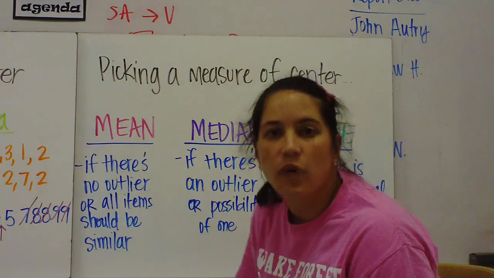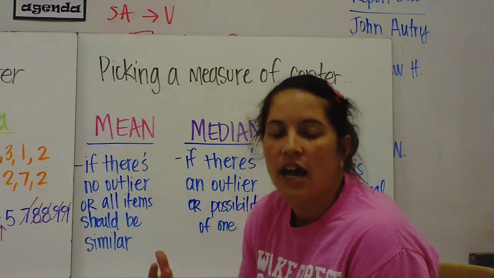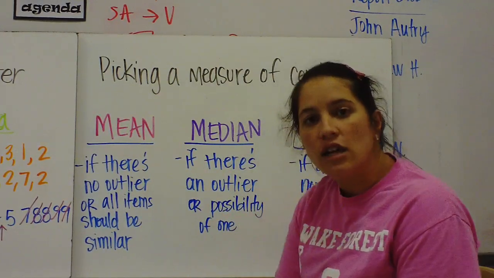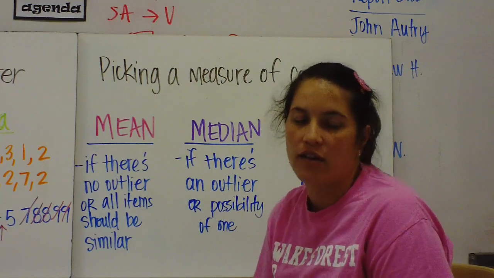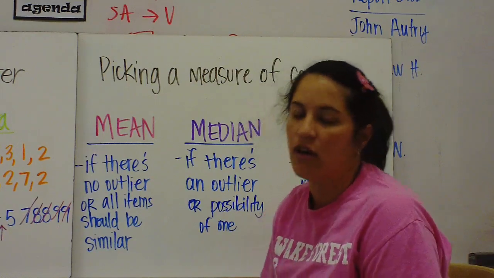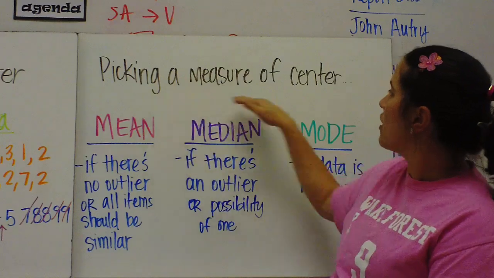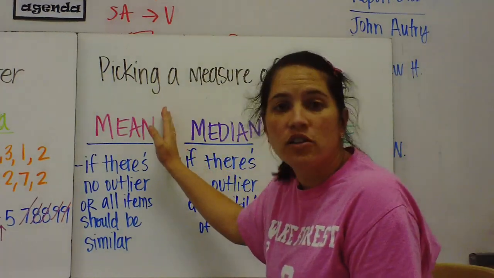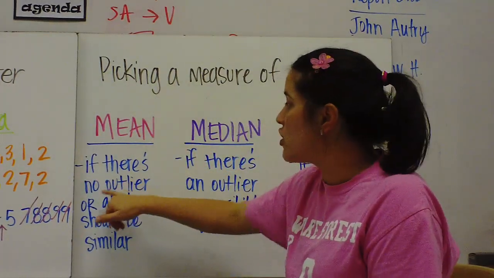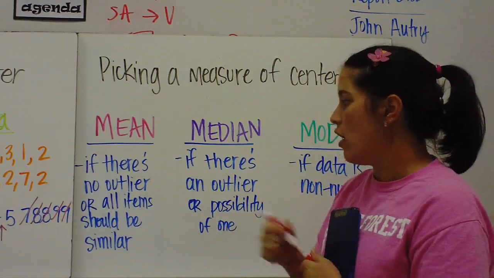So here's where the new stuff might come in. When using measures of center to describe data, there are certain times when you use certain measures. So here are some guidelines for picking a measure of center. You want to use the mean if there's no outlier, or all items should be similar.